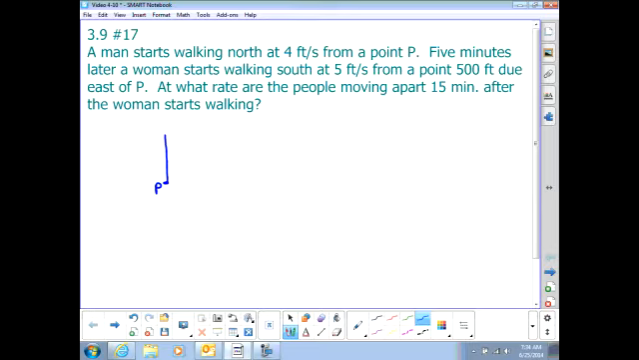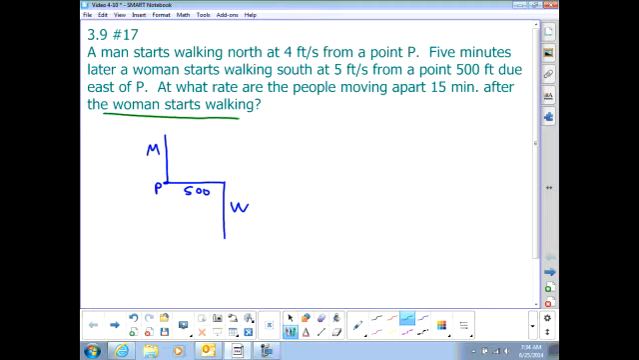5 minutes later, a woman starts walking south at 5 feet per second from a point 500 due east of P. So that means this must be 500, and she's walking due south. So this is our man, and this is our woman. At what rate are the people moving apart 15 minutes after the woman starts walking?